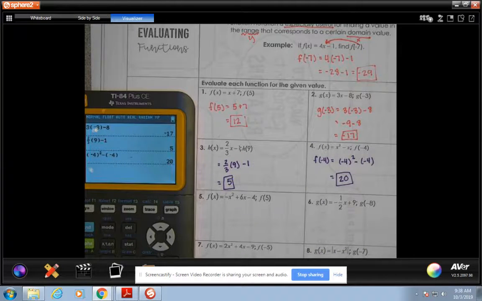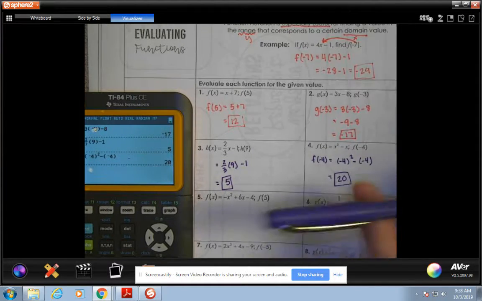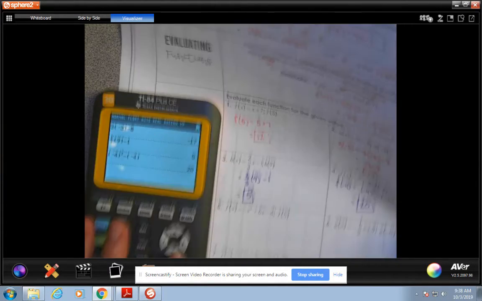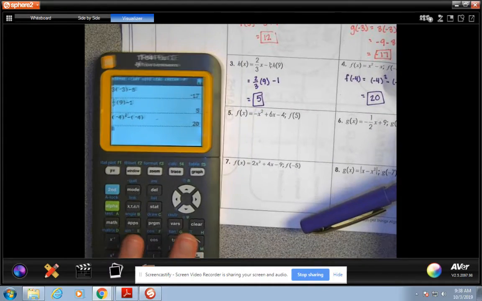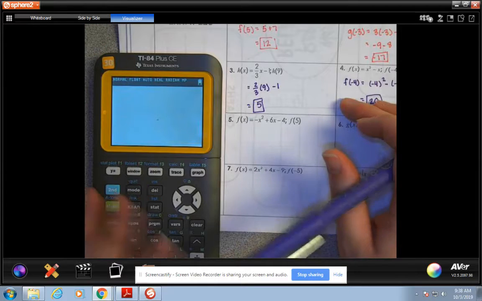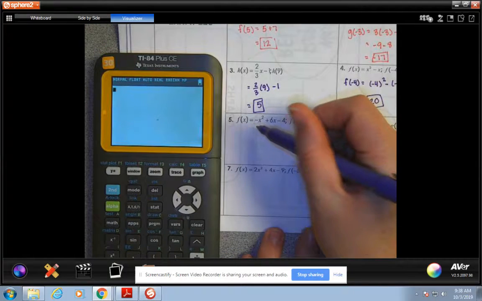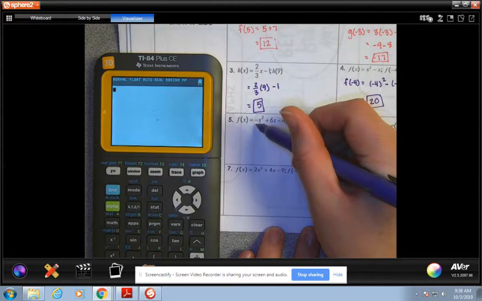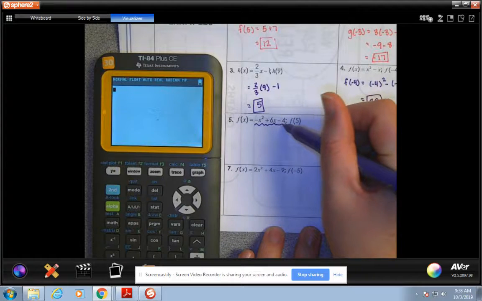There is a very easy way using your calculator. It's kind of using the same calculator skills that we talked about a couple days ago. So on number 5, I'm going to show you how you can do this in your calculator. The first thing that you have to know is what the function is. The function is anything after the equal sign before this little semicolon. So this part right here is the function.